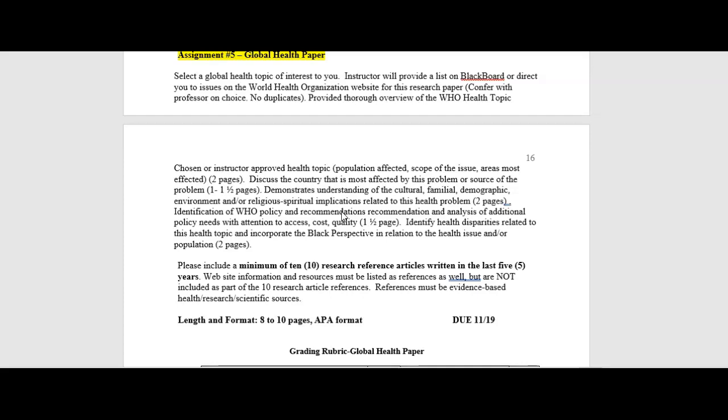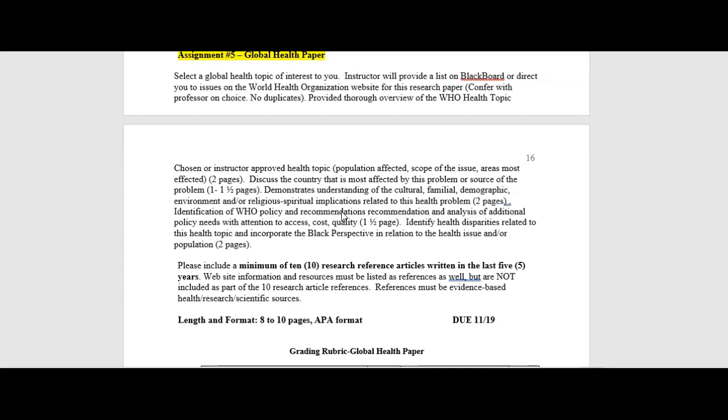Again, I want you to look up any WHO policy recommendations and analysis of COVID-19 to focus on. Also think about access to care, cost of care, and the quality of care specifically related to COVID-19 in that country. And identify what are some of the health disparities related to that health topic in that country or region related to COVID-19.